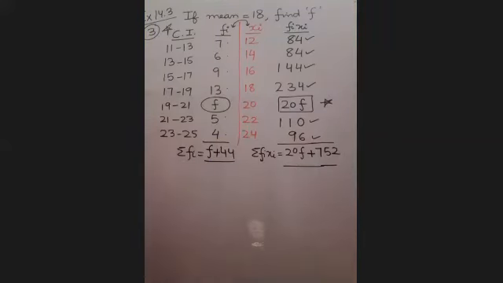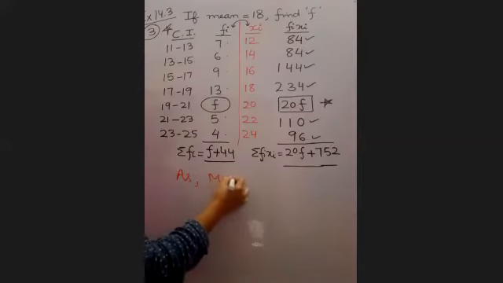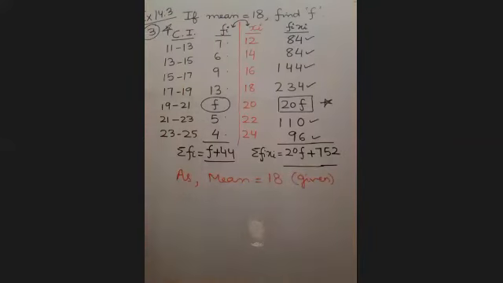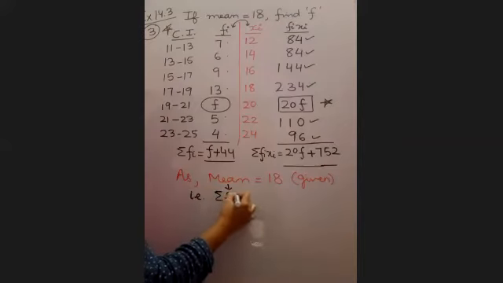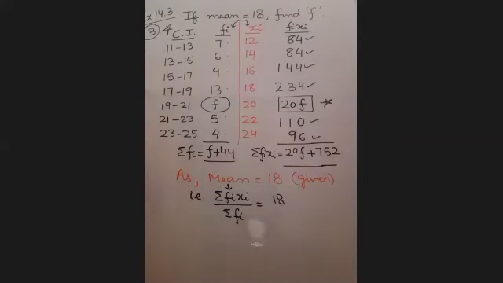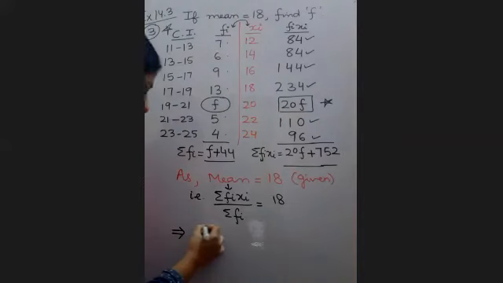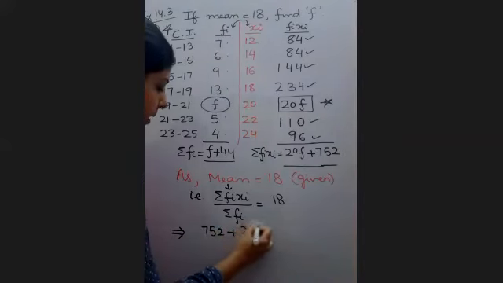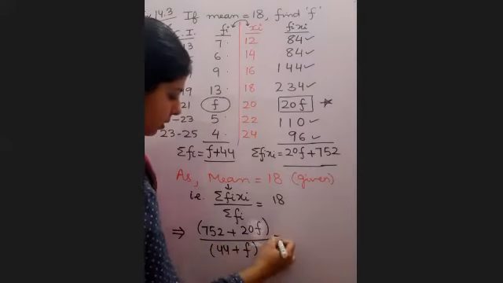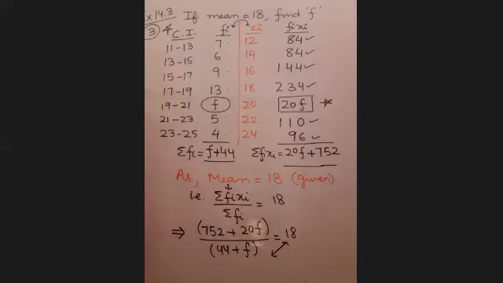Let us apply the formula of mean. As the mean is given to be 18, we will do it like this. Apply the formula of mean: summation Fi xi divided by summation Fi is equal to 18, beta. Put the values. It will be 752 plus 20f divided by 44 plus f, which is equal to 18. Let us cross multiply.